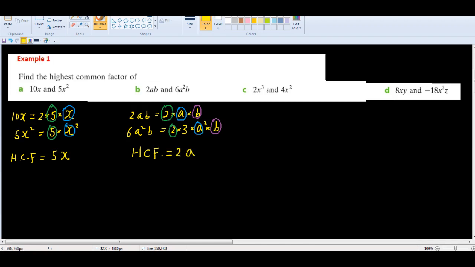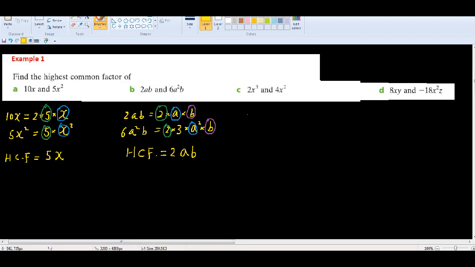For a, that's a and a squared. Always take the lowest power, so the lowest power will be a to power 1, so that's why it's a, and b. How about the third one? For this one, 2x cubed, there's nothing you could do, just write this one. And 4x squared. For 4x squared, remember 4 can be written as 2 times 2, right? So we prefer 2 squared times x squared.